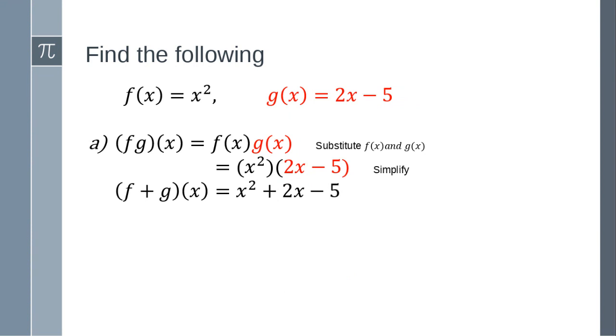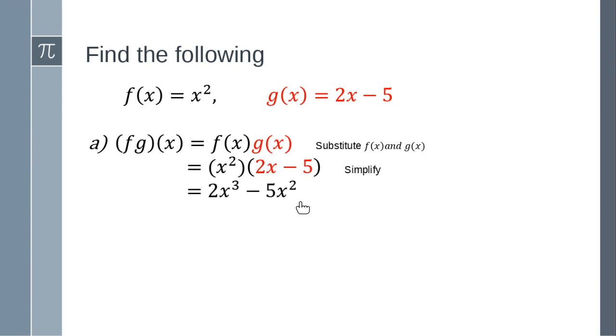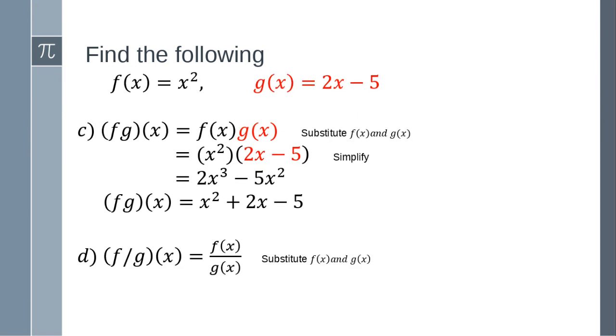Okay, let's do the multiplication one. Okay, we want to multiply f of x with g of x. So we have x squared times 2x minus 5. Again, we're going to do FOIL. We're going to distribute this x squared to both of these terms. X squared times 2x is going to give me 2x cubed. X squared times a negative 5 is going to give me a negative 5x squared. Can't simplify. There's nothing more to combine. So that is my answer for f times g. Yes? And last but not least, the easy one, f divided by g.